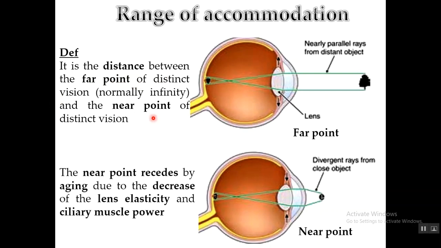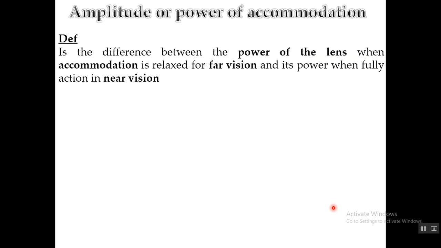Okay, the near point usually recedes with aging. What is meant by recede with aging? It increases, or becomes farther away from the eye, with aging. What is meant by amplitude or power of accommodation? Power of accommodation means the difference between the power of the lens when the accommodation is relaxed during far vision, and its power when the accommodation is full during near vision.